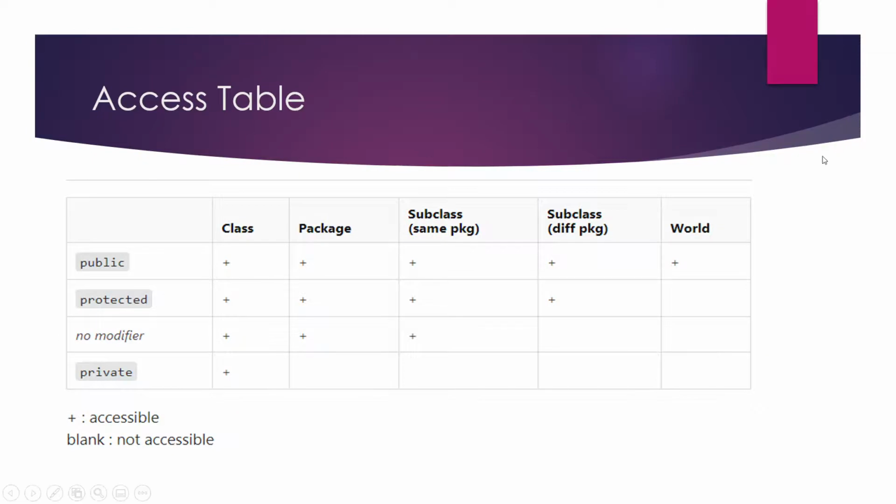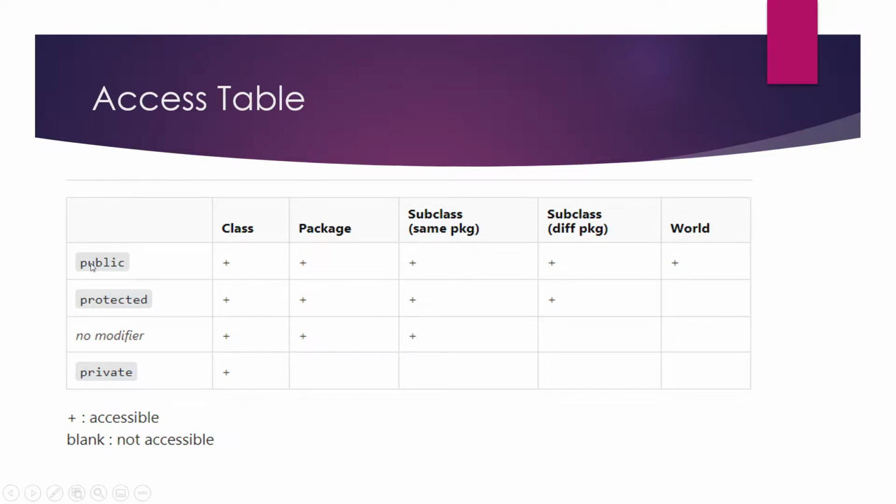You just have to remember this table. Here it represents the access modifiers: public, protected, no modifier and private. Here it shows from where these can be accessible and where they are non-accessible. A plus specifies accessible, blank specifies non-accessible.